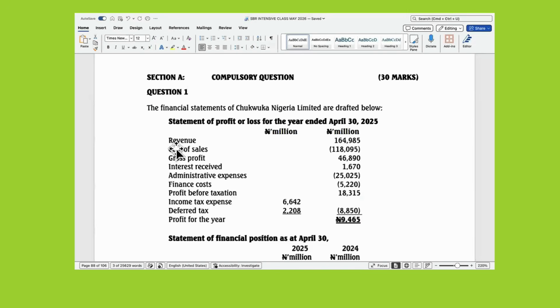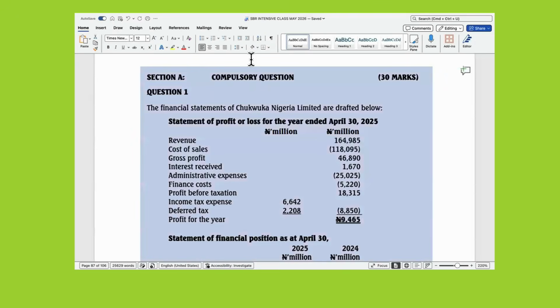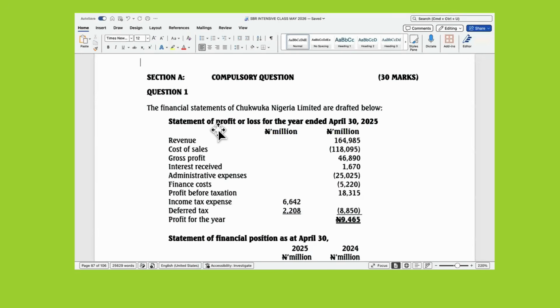For my cost of sales, this 118095, is it entirely cash? No. Because in cost of sales, there is inventory there. Inventory is non-cash. Also, in cost of sales, there is purchases. And in purchases, there might be some purchases that I have not paid for, which is trade payables. So if I check my movement in position and I see that there is an increase in trade payables, I have to remove that. If I see there is an increase in inventory, I have to remove that because they are non-cash.